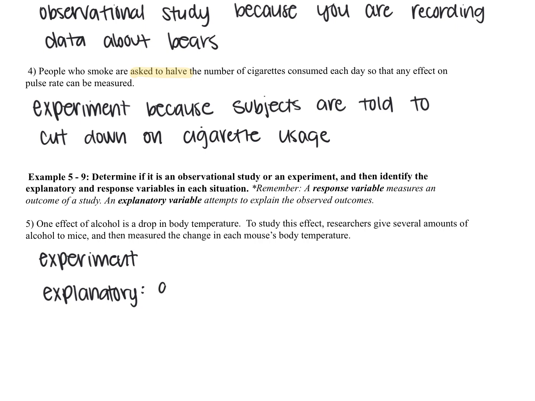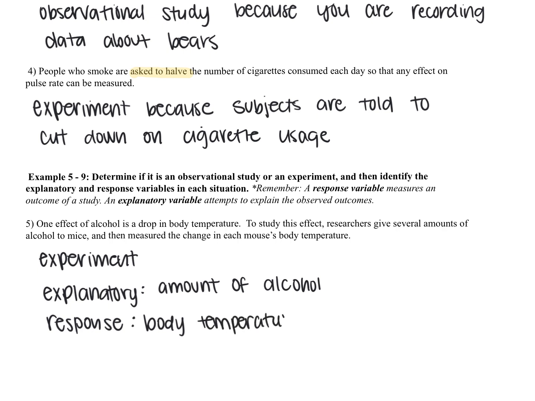is going to be the amount of alcohol, because they're trying to figure out how alcohol drops your body temperature. So the amount of alcohol you consume would then tell you your body temperature. So my response is body temperature, because they gave the mice alcohol to then see how their body temperature changed. So one thing is, your explanatory variable is almost always going to be your treatment. It's what you do to them to see what the outcome is in an experiment.